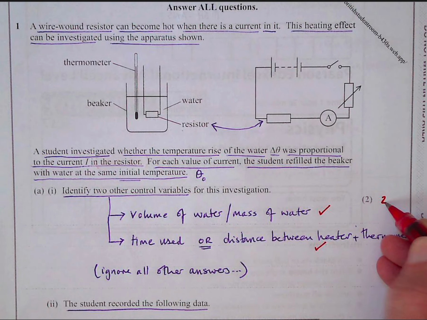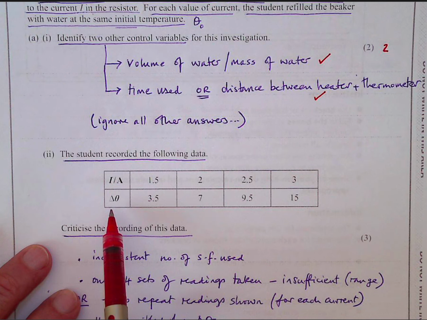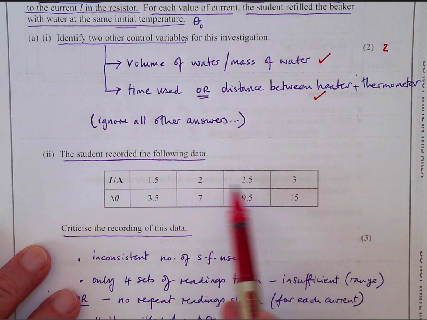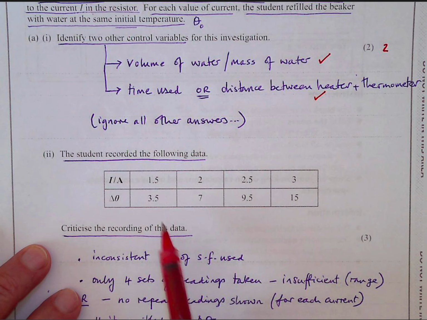It then shows the student's data. So it says the student recorded the following data: current in amps, the change in temperature, and you can see that they've given 4 data points, and they want you to criticize the recording of this data by the student.